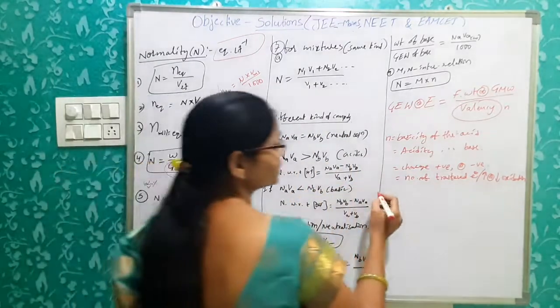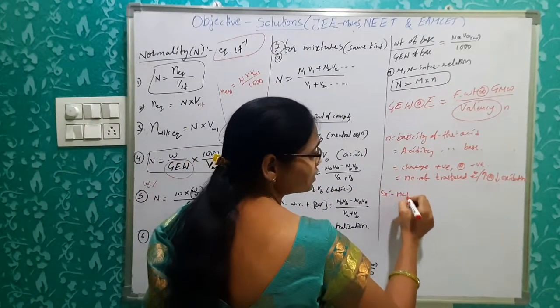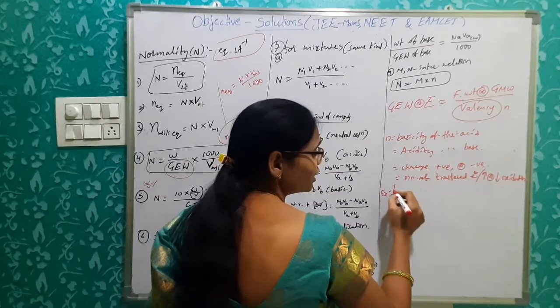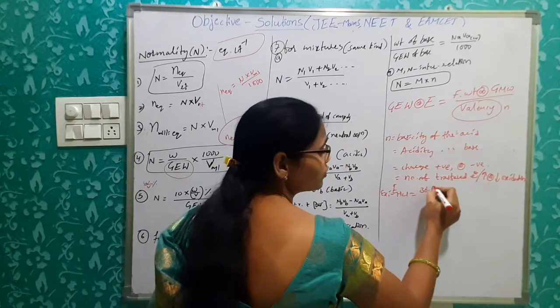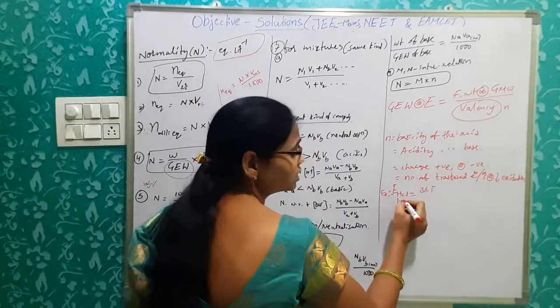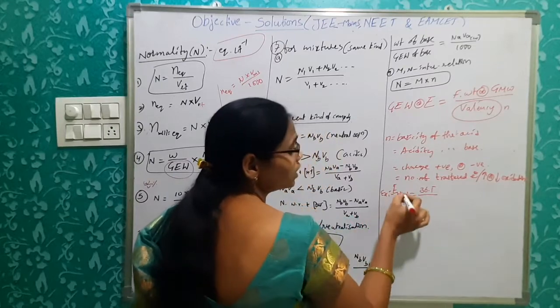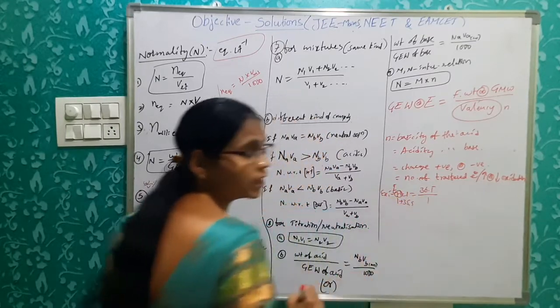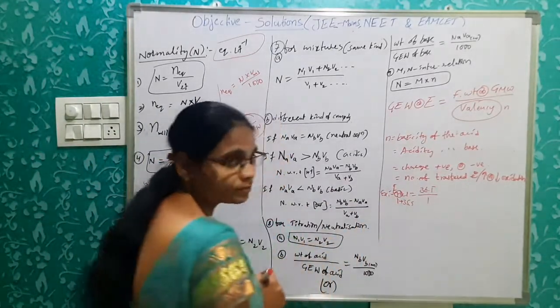Suppose for example you can take any acid. Suppose one acid you can take here, HCl. For HCl, the equivalent weight of HCl is equal to formula weight of HCl, how much? 36.5: 1 for hydrogen, 35.5 for chlorine. How many hydrogens? 1 hydrogen. Here you can take the number of replaceable hydrogen atoms.